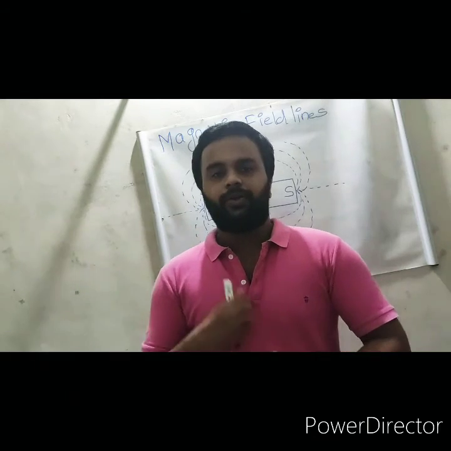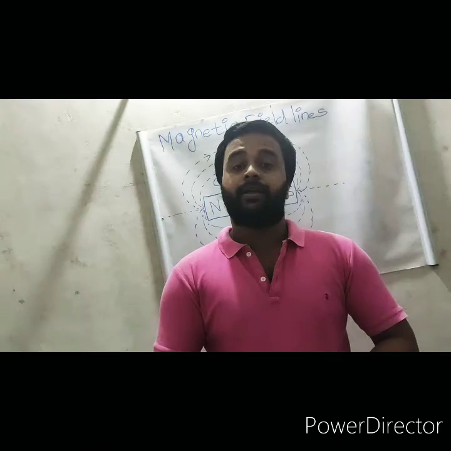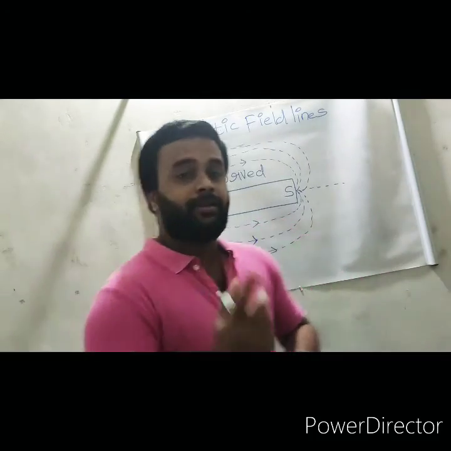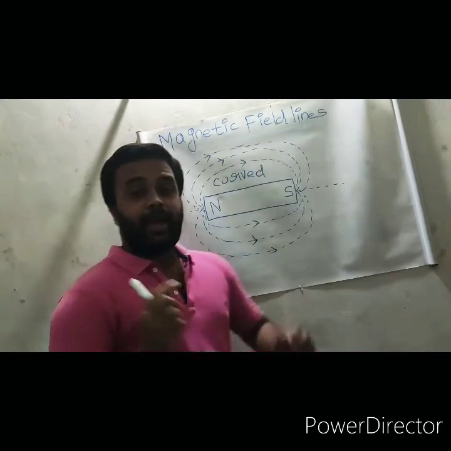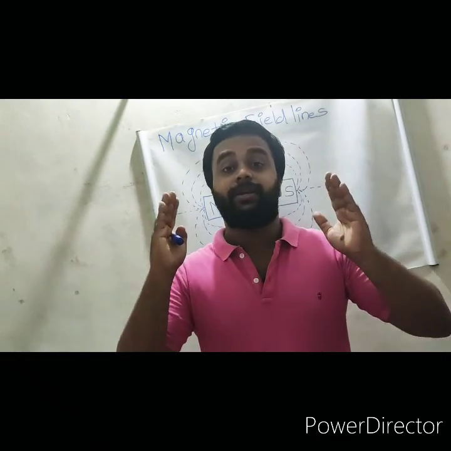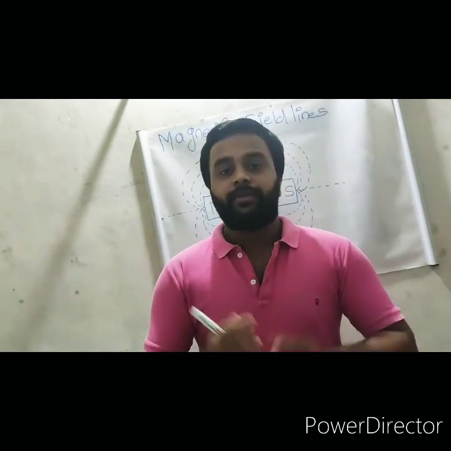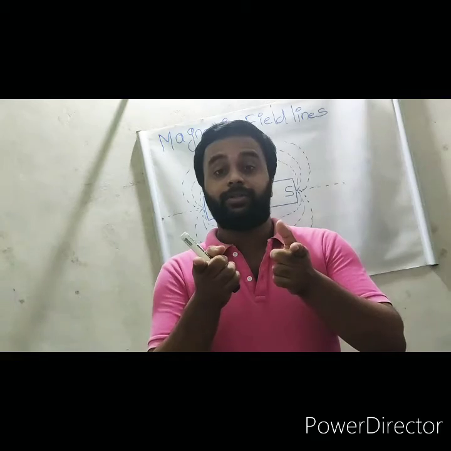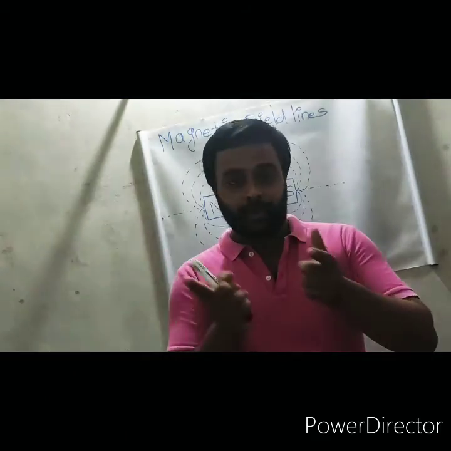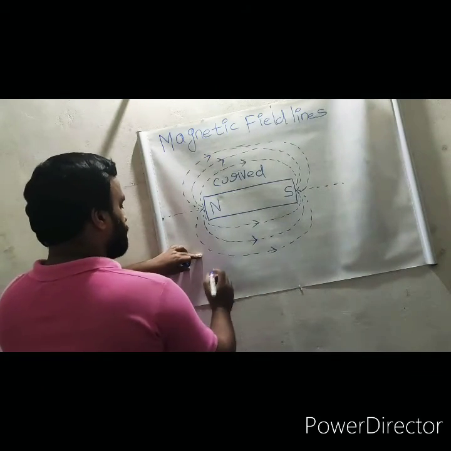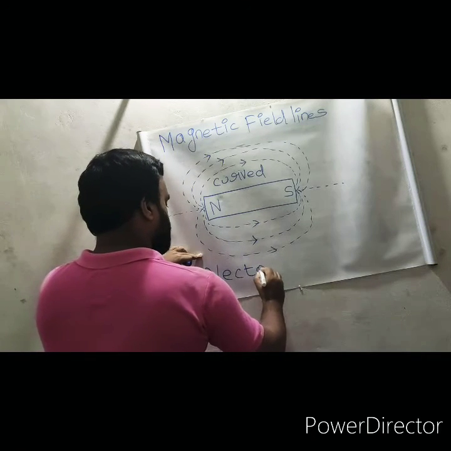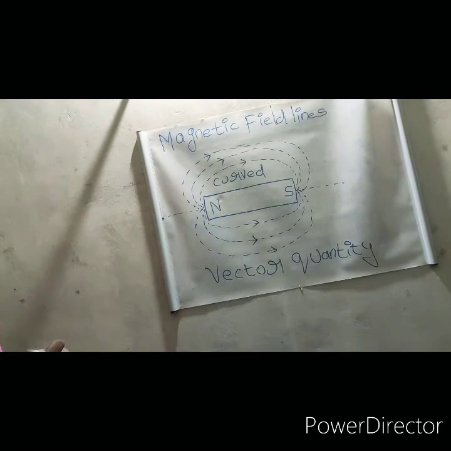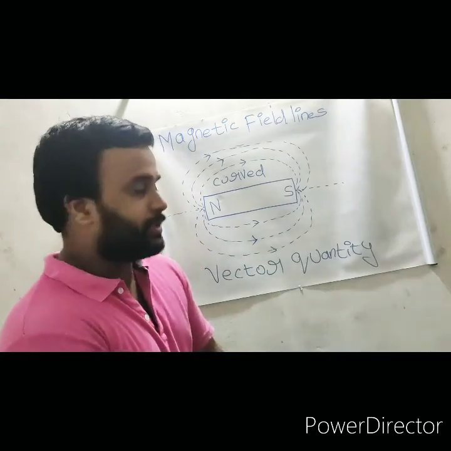One more question. Do you know that magnetic field is a vector quantity? Why? Because the magnetic field has a specific direction and magnitude. Magnitude means value. That's why the magnetic field is known as a vector quantity.